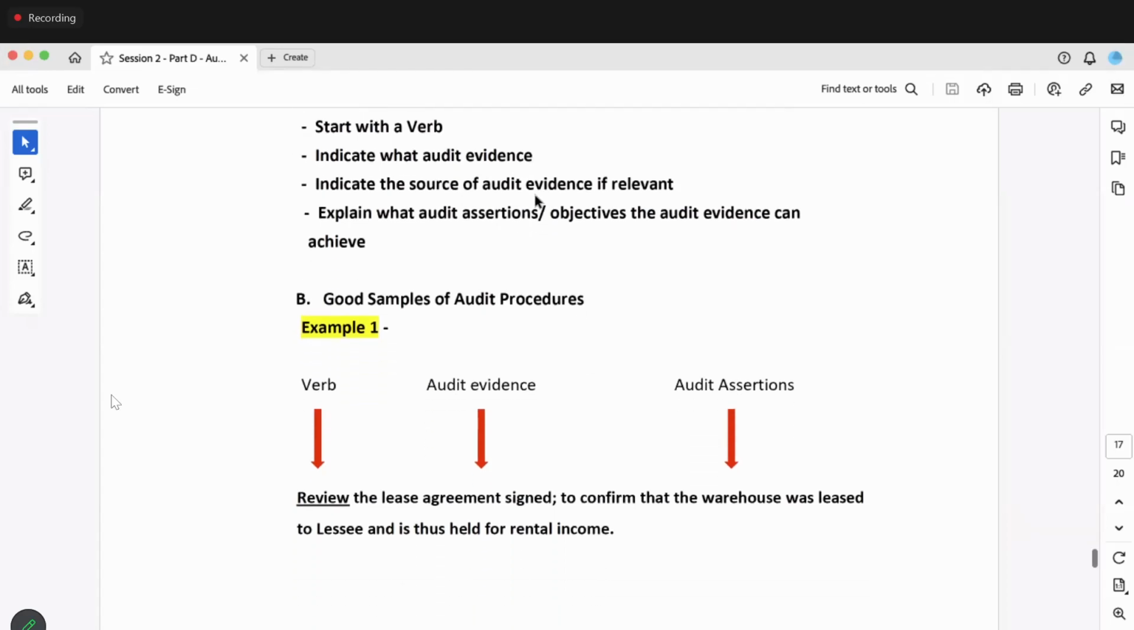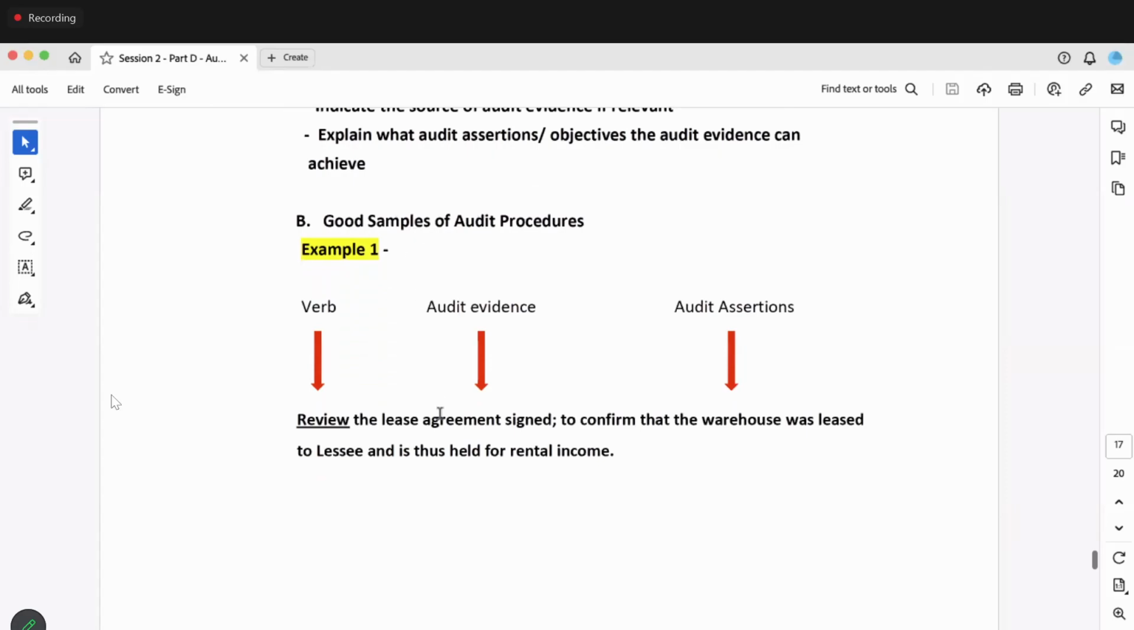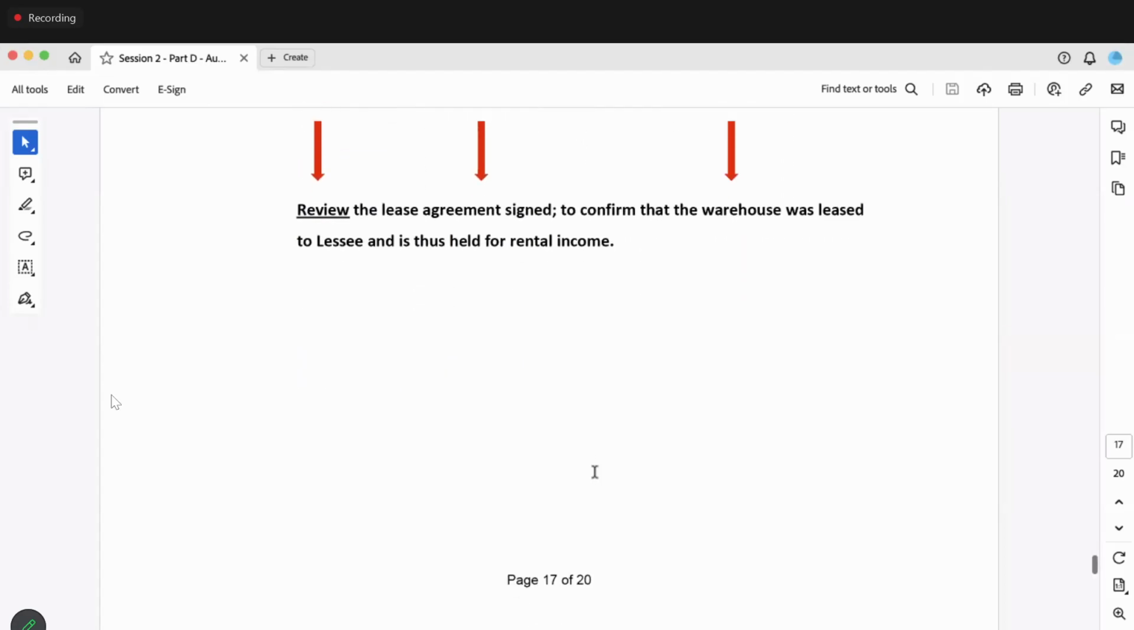So this is one of the examples: review the lease agreement signed. This is the evidence that we want to see. This is the verb, the description of the action. Why are we doing this? To confirm that the warehouse was leased to the lessee and thus held for rental income. So we want to test on the rights. All right, so this is one example.